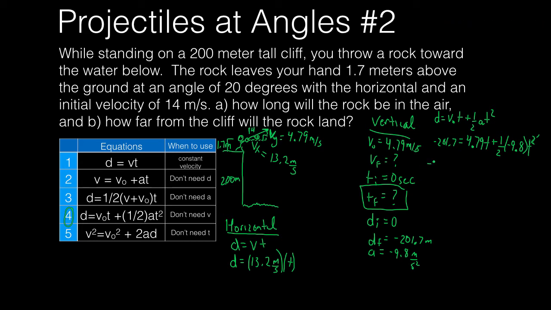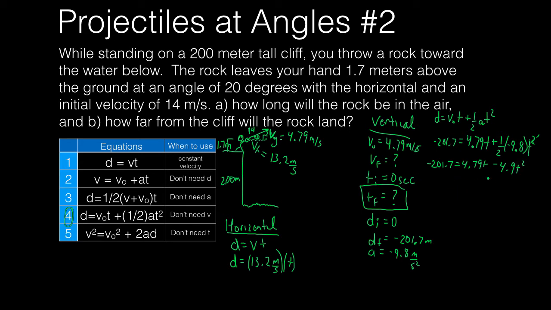Okay, so if I simplify this equation as much as I can, it's going to simplify to this. So we just keep a negative 201.7, and that's going to be equal to 4.79t, and we've got a minus here, so minus half of 9.8, which is 4.9, so minus 4.9 t squared.